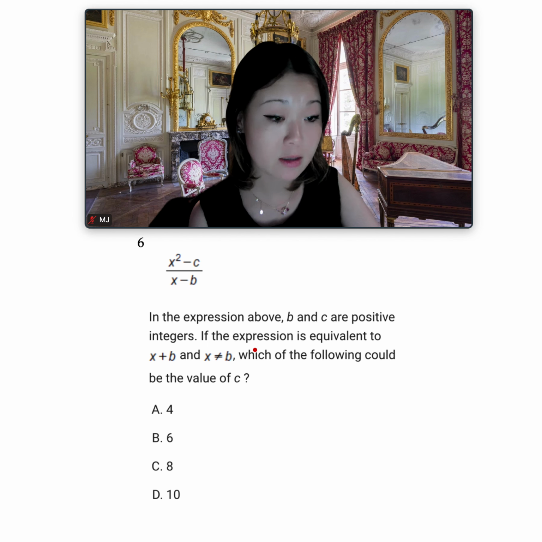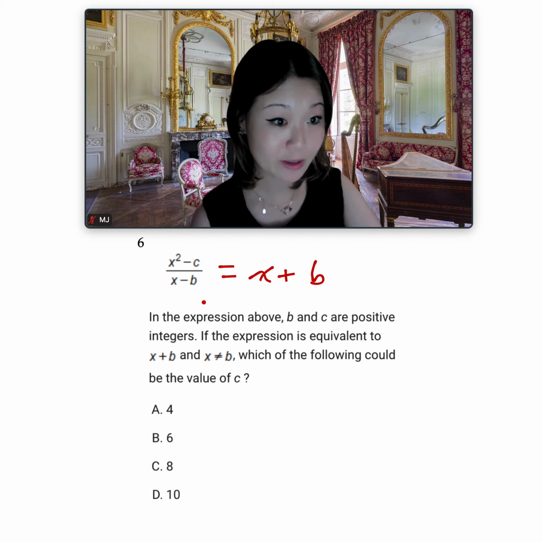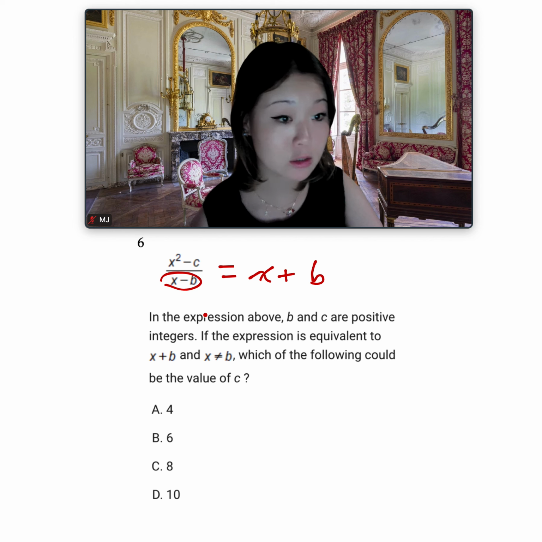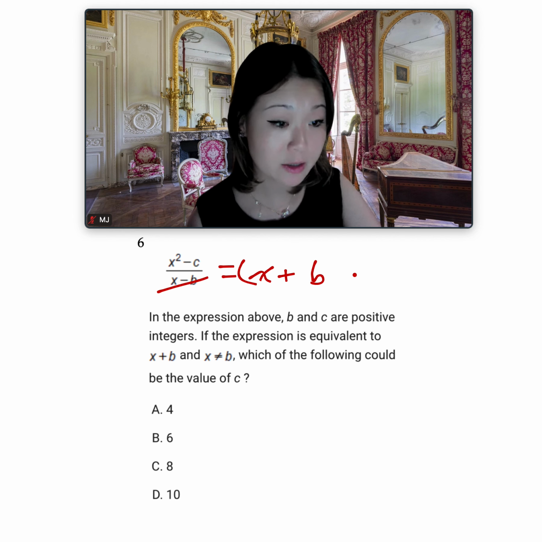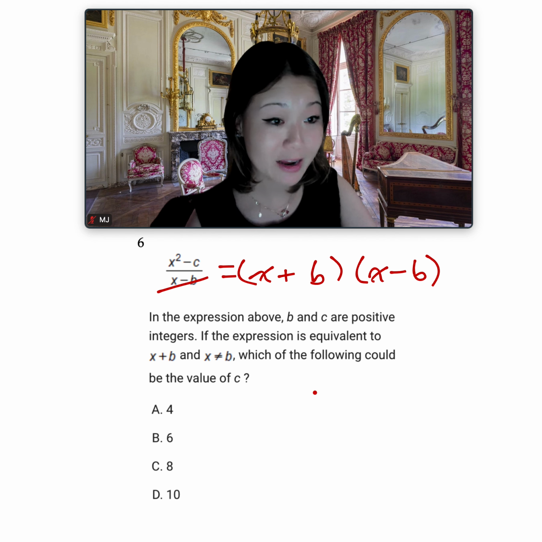It says this expression is actually equivalent to x plus b. Anytime I see a fraction, it's pretty annoying to me. So one thing you can always do to clear fractions is to multiply both sides of the equation by whatever is in the denominator. Here, if you multiply both sides by x minus b, then this would cancel out on this side. And on this side, you would get x plus b and x minus b.